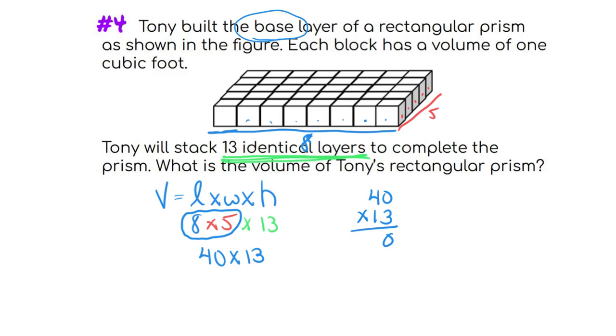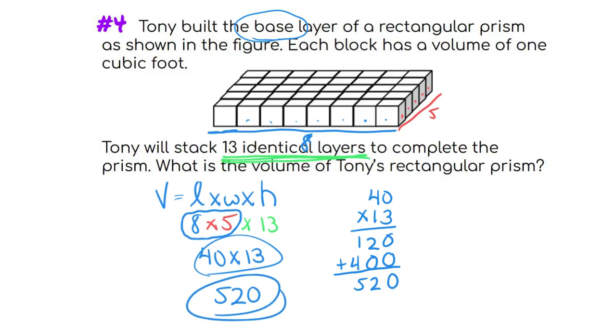3 times 0 is 0. 3 times 4 is 12. X X O, 1 times 0 is 0. 1 times 4, 4. Add that up, and we get 520. And so the volume of his rectangular prism would be 520 cubic feet.